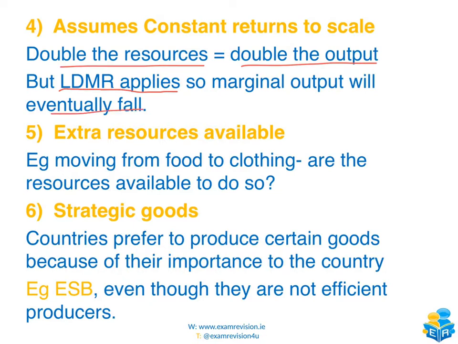It's assumed that all extra resources are available. So if you're moving from food to clothing, are the resources available to do so? Strategic goods: countries prefer to produce certain goods because of their importance to the country. So for example, the ESB, even though they are not efficient producers, wouldn't be included really in the law of comparative advantage.